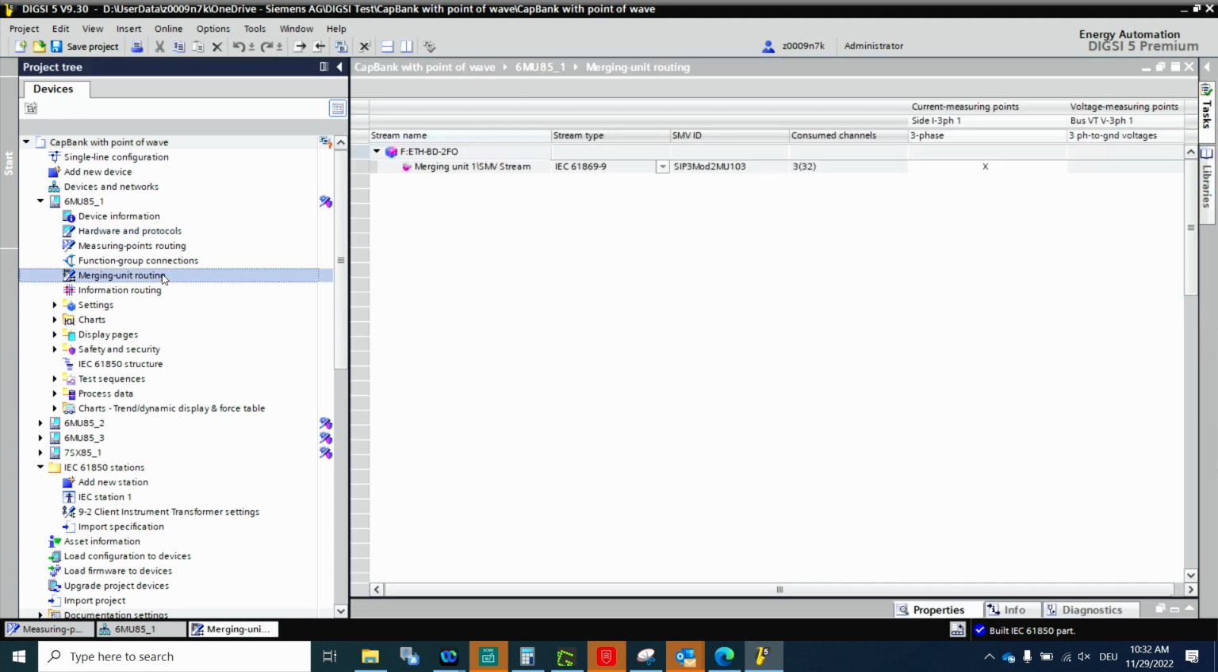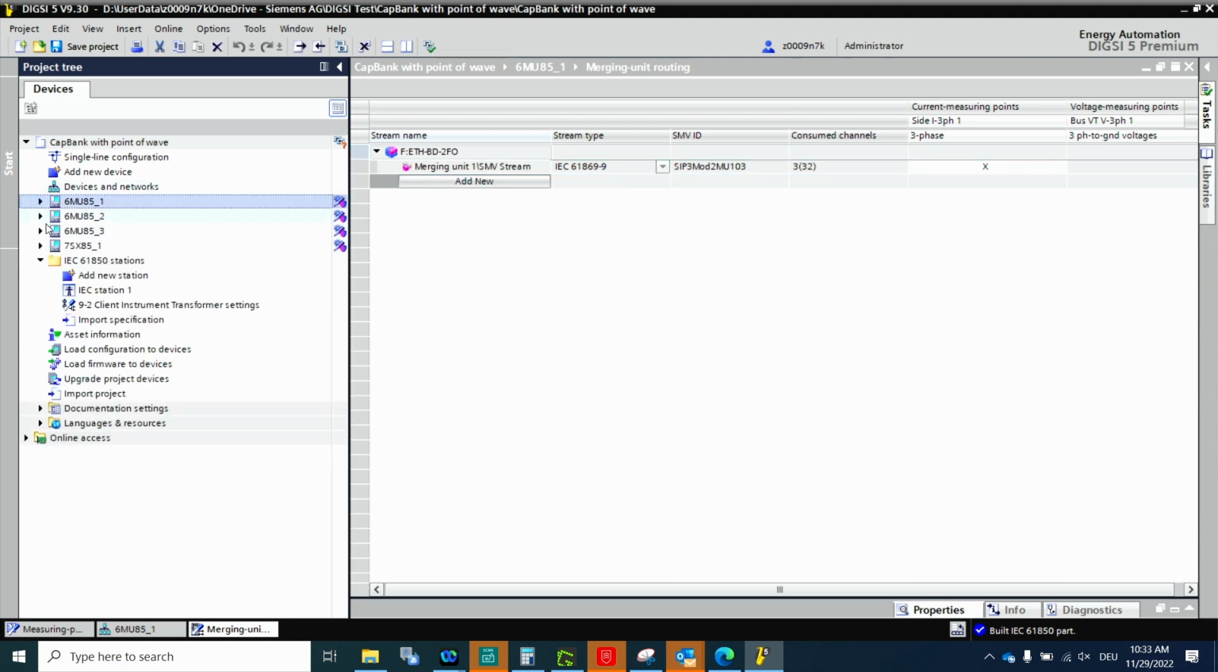In the merging unit routing, the streams that can be sent from the Ethernet module are displayed. Here the stream named merging unit 1, according with the IEC 61869-9 protocol that refers to flexible streams, is shown. For this stream, the three-phase current measuring point is chosen.